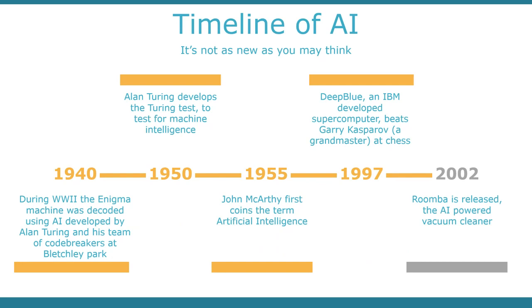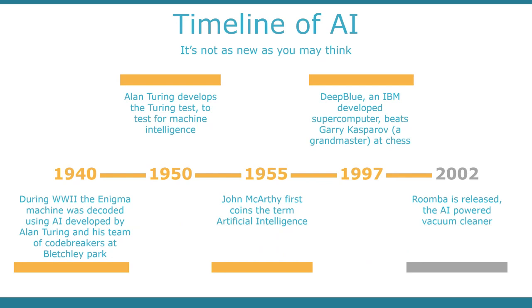In 1955, John McCarthy coined the term artificial intelligence for the first time. Then there was a big break for about 30-40 years where not really much in the AI space happened. There was a personal computing revolution happening through the 70s and 80s and into the 90s. But very interestingly, in 1997, for the first time, Deep Blue, an IBM developed supercomputer, essentially an early form of AI, beat Garry Kasparov, one of the world's best ever chess players, at chess.